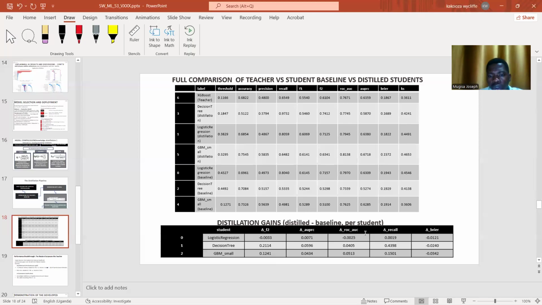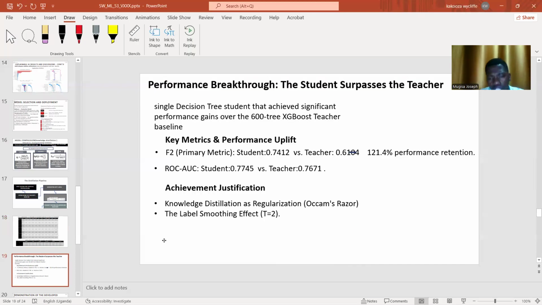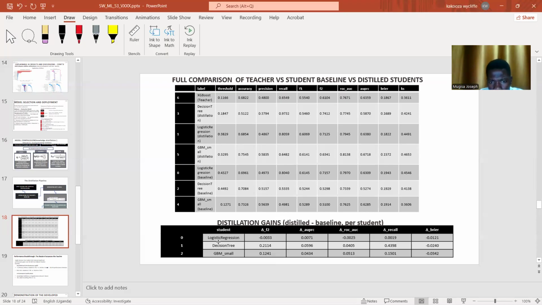Here we look at the gains that all these models we train are having, and the one with the most gain comes out as the best model. Basically, we are looking at the decision tree, which has the best gain. It only loses on the Brier score, which is reasonable. But on the rest, it gains recall of 0.43, and it also gains area under precision recall of 0.059.